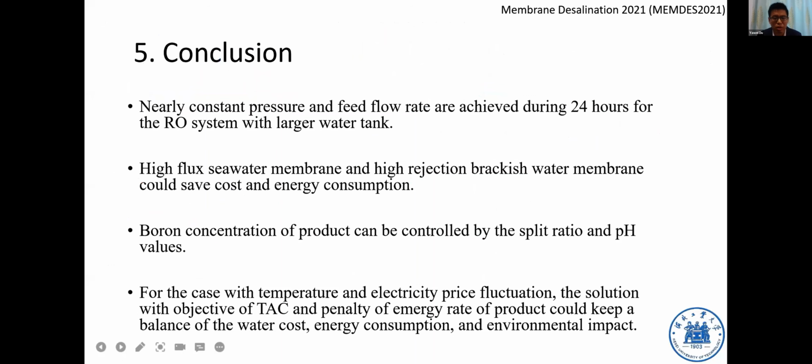So finally, we could draw the following conclusions. A nearly constant pressure and feed flow rate are achieved with a larger water tank. We find the best membrane type, and we can control the spin ratio and pH value to control the bond concentration. And finally, for the case with temperature and electricity price fluctuation, the solution with the objective of total annualized cost and the penalty function of emergency rate will keep a balance for the water cost, energy consumption, and the environmental impact.